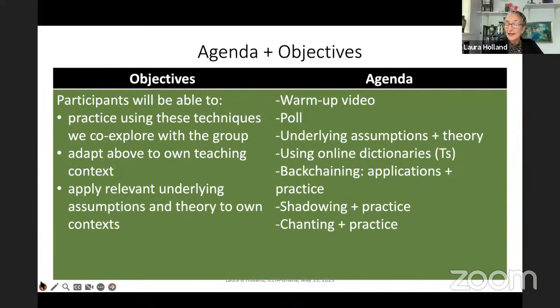And then I hope that you will take these ideas and the activities that we're exploring and adapt them to your own teaching context. You may not be able to do it exactly, but I bet you'll be able to just tweak it a little bit, as we say. And then also, I hope that you will apply relevant underlying assumptions and theory to your own teaching contexts.